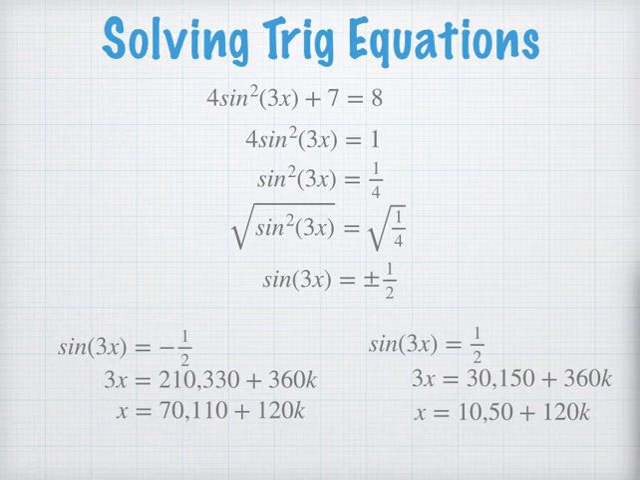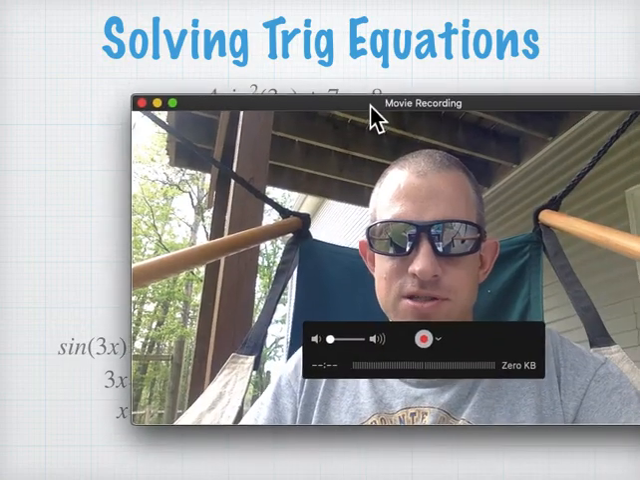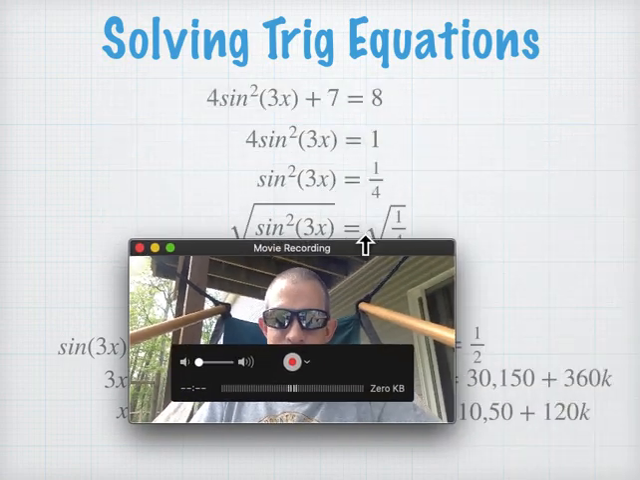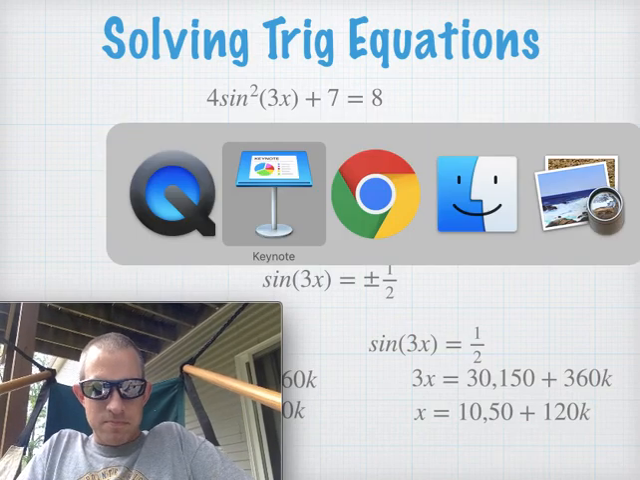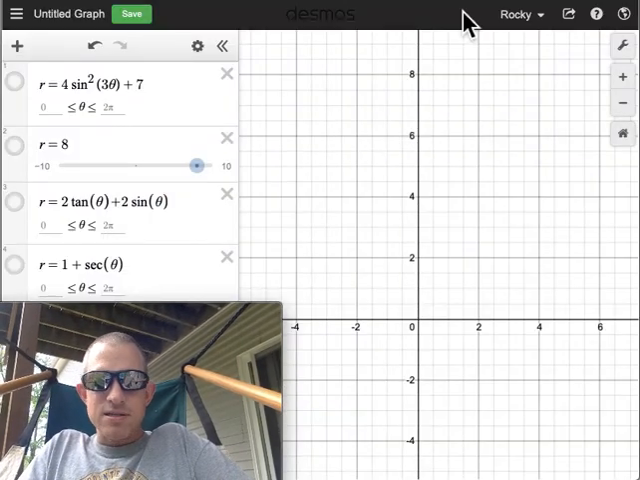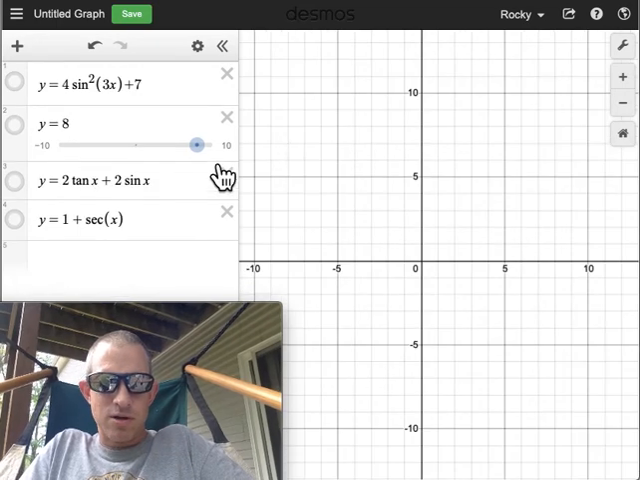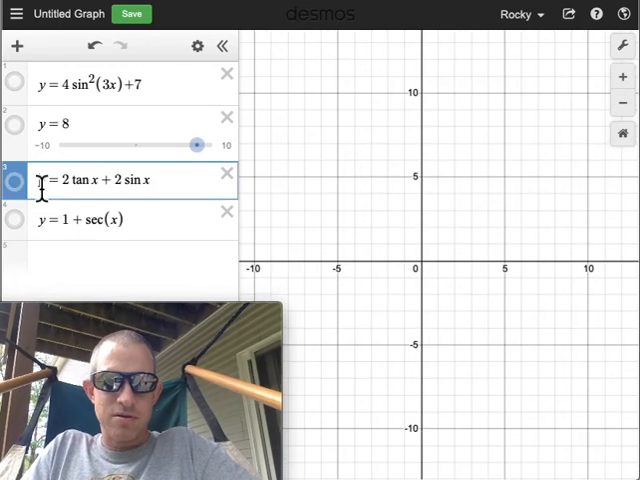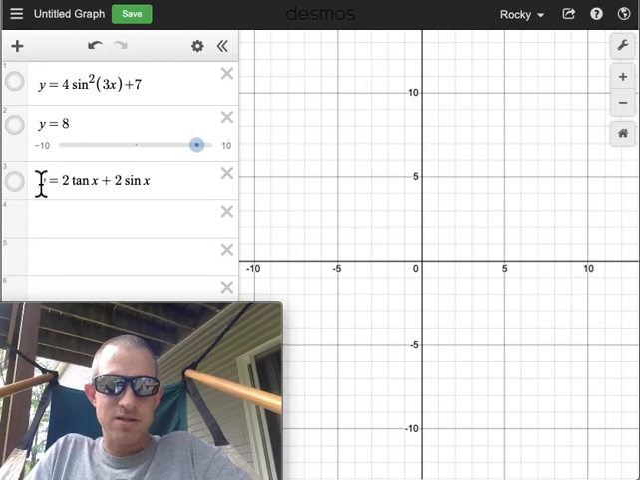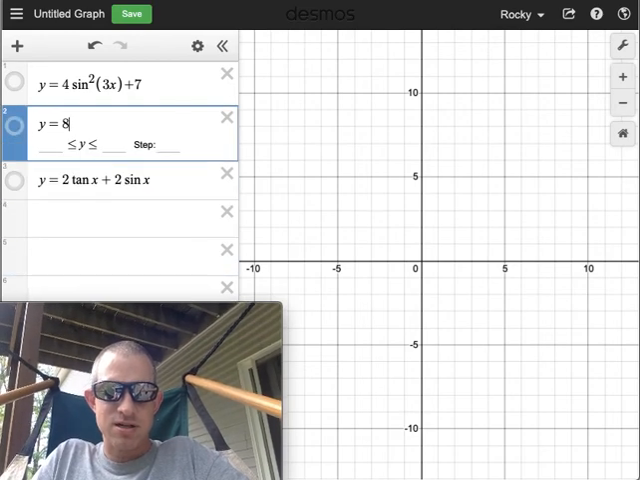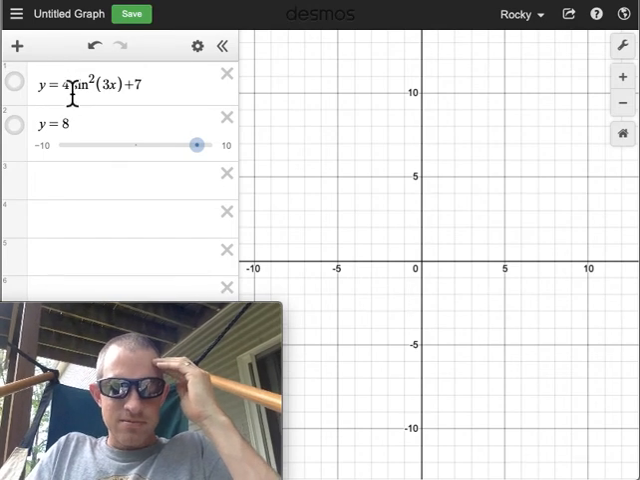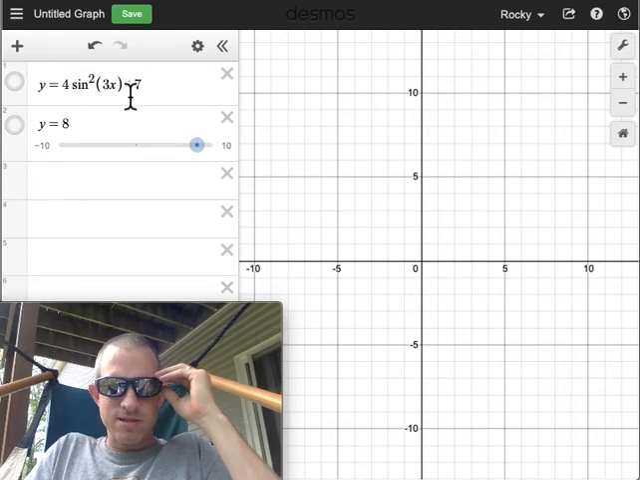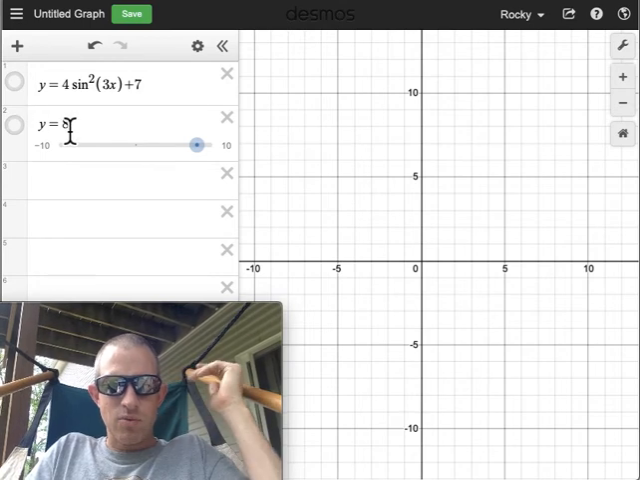And I'd like to see what does this look like if we graph it. So let's do that. I'll hop on Desmos to make the graph. And here is one that I've already done a little bit of ahead of time. So let me move these guys out of the way so we don't get distracted by them. So here is the left-hand side, y equals 4 sine squared of 3x plus 7. And here's the right-hand side, y equals 8.